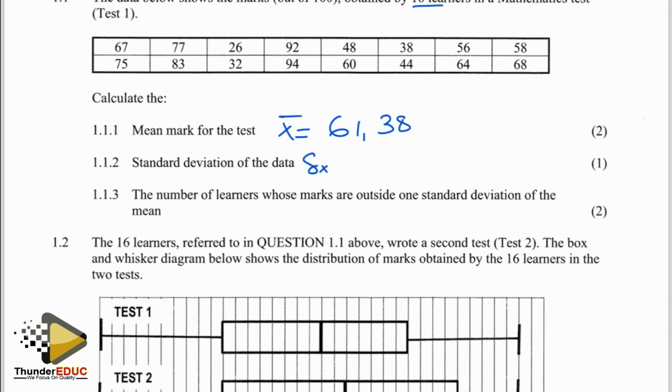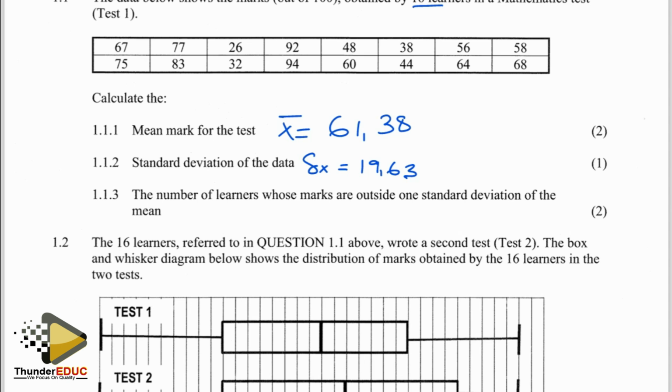Then my standard deviation that I'm having after punching all this information in the calculator is 19.63. Then 1.1.3, they want us to get the number of learners whose marks are outside 1 standard deviation of the mean.